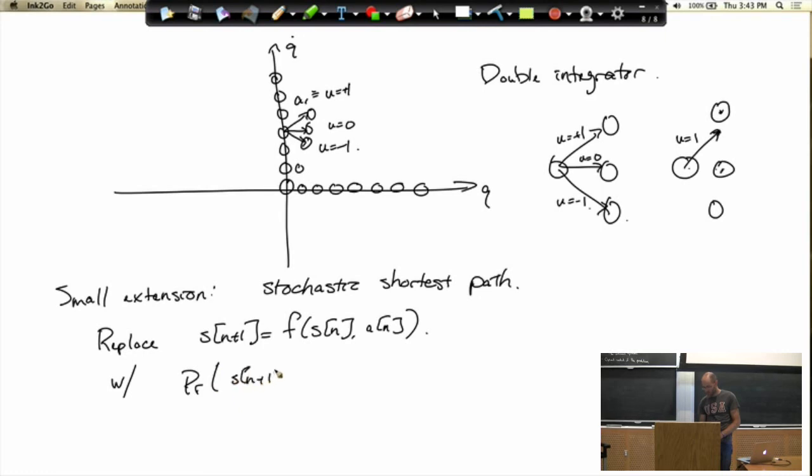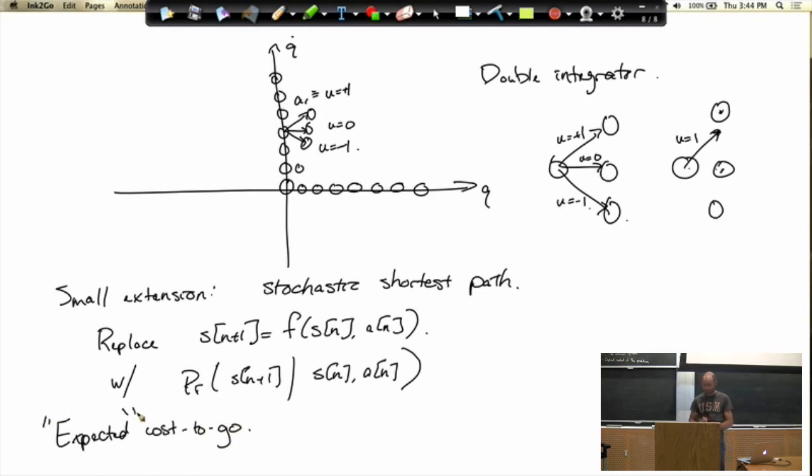I'm going to just shorthand my probability. We'll do it more formally later when we get into the stochastic stuff. But there's a random variable, capital S prime, that equals S_{n+1}, but there's a probability of landing in this S_{n+1} given S_n and this A_n, okay? And I can solve with the same dynamic programming algorithm the expected cost to go, meaning the average cost that I'm going to incur.